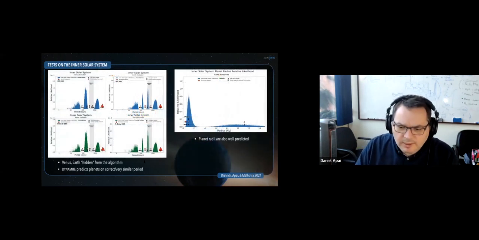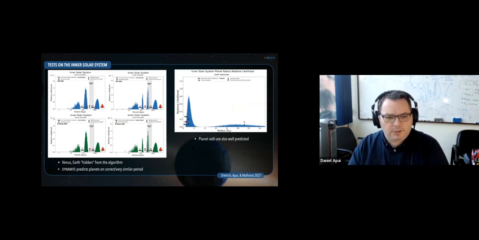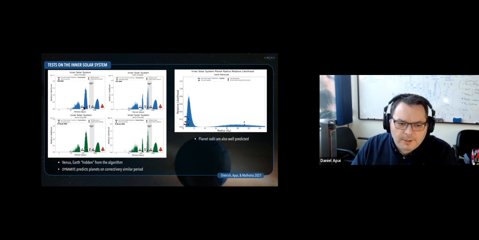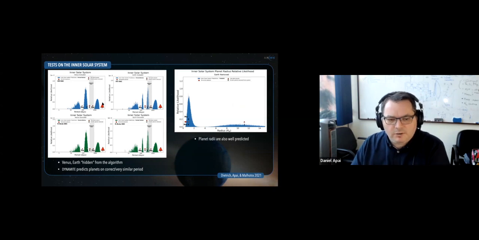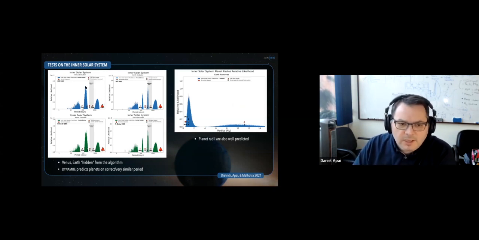In a paper that is currently submitted and under review, led by Ritwik and also by Jeremy Dietrich, we have also tried the inner solar system. So we removed Venus. In this case, you see Venus covered, and Mercury, Earth, Mars, and Jupiter were input in the system, and we got the highest peak very close to Venus's orbit. If we did the same but removed Earth, we were able to predict that there should be a planet in the inner edge of the habitable zone, very close to Earth's orbit.